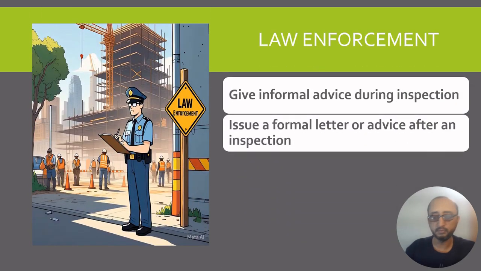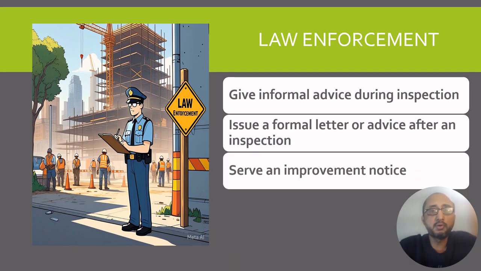Law enforcement, how it works: the regulatory bodies' inspectors can inspect any organization. If they find some minor issues, they give you informal advice during the inspection to improve your risk assessment or control. At the end of the inspection, they give you a formal letter in writing, with formal advice and suggestions to improve your risk assessment and control. Then they can serve an improvement notice if they find there is a likelihood that injury can happen and that there is no control measure. So they can give you a deadline during which you have to improve the condition.